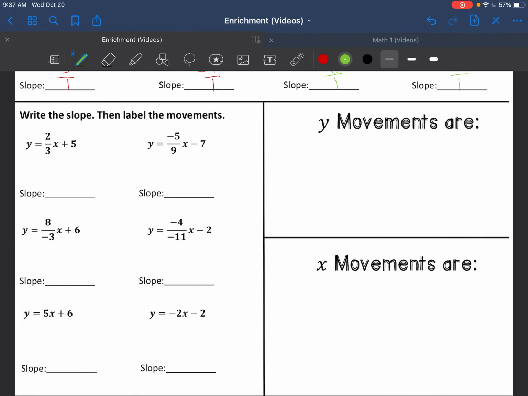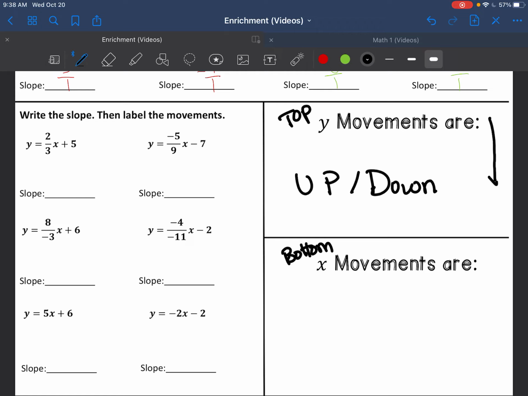Okay, bottom of our page, we have y movements. Please remember this is the top of your fraction. X movements, remember these are the bottom of your fraction. Okay, so our y movements can only be up or down. And the reason why is if you think about a y-axis, that is going up or down. Makes sense, right? If it's up, you have a positive number at the top of your fraction. If it's negative, you have to go down for the top of your fraction, okay?